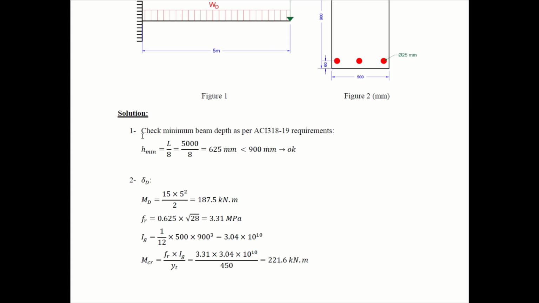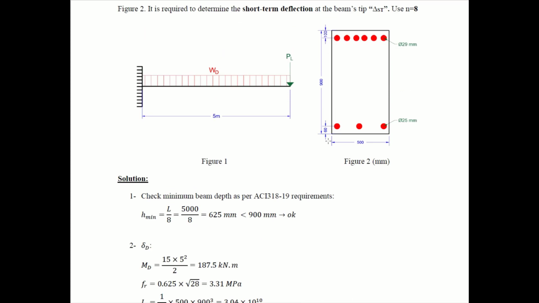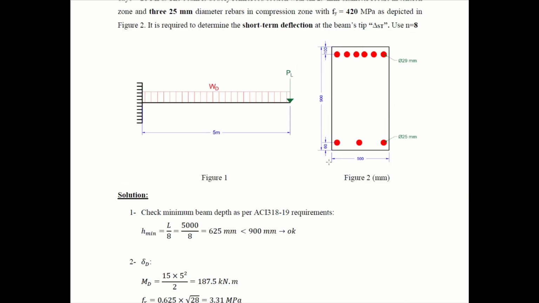So first of all, we start checking the minimum depth required as per ACI requirements. H minimum for cantilever is equal to L over 8, which is 5,000 millimeters over 8, yani 625 millimeters, which is less than the actual depth of the beam, which is 900, which is okay. In case this number was greater than 900, we need to increase the depth because we know that we could face deflection problems in the future in case we didn't stick to this limit.